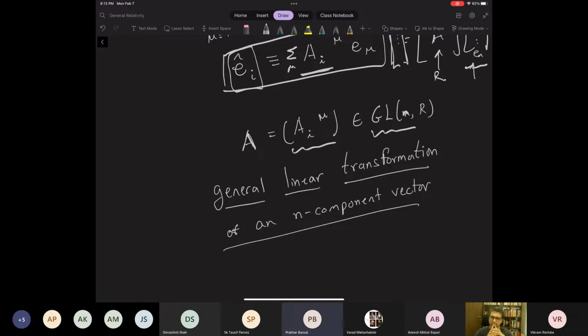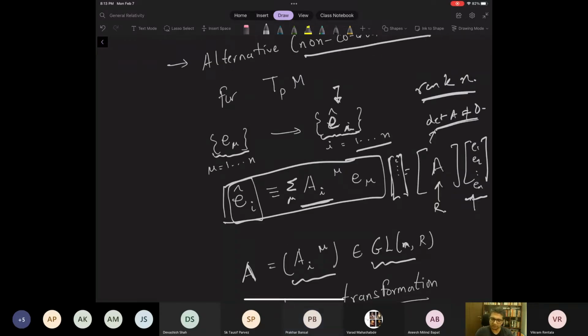Sir, what is the exact difference between a coordinate basis and a non-coordinate basis? There could be some coordinates for which this is the basis. Okay, this e hat i is the basis. All I'm saying is that I don't have to have.